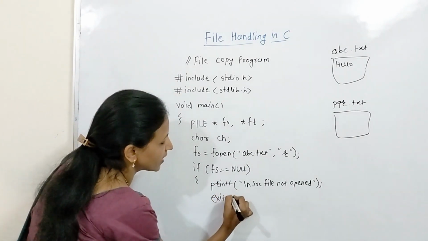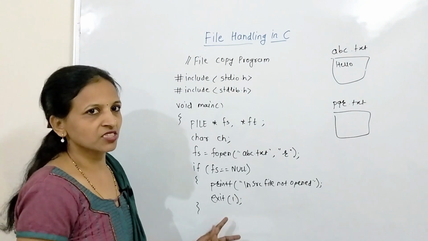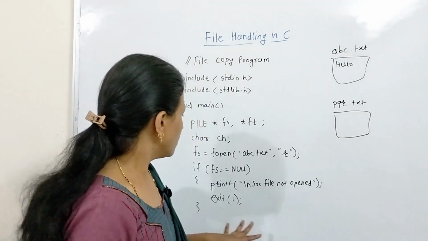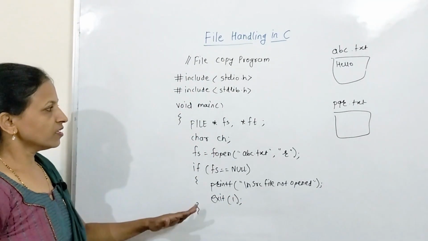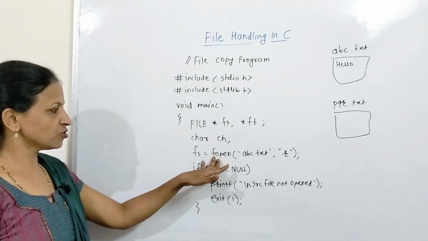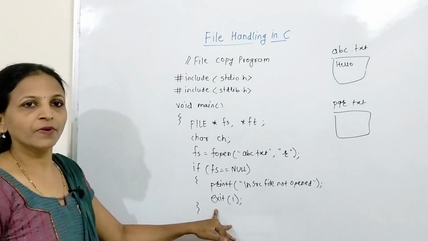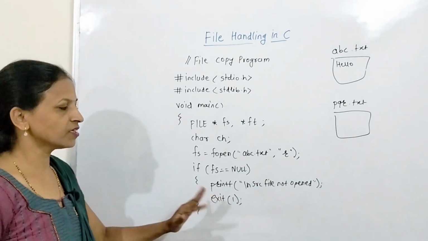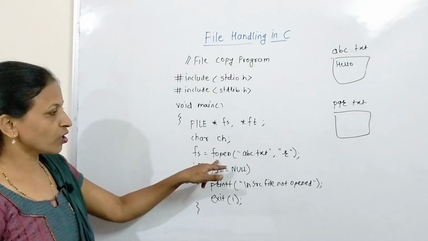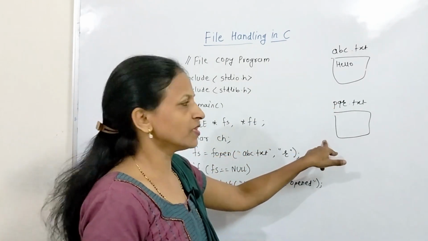That's why we'll use the exit function here. Exit 1 means abnormal termination, that's why I'm passing 1. This function is present in the stdlib.h header file. If the source file is not present, we have to stop execution, and that's why I have written this. But if the file has opened successfully, then we have to open the next file.